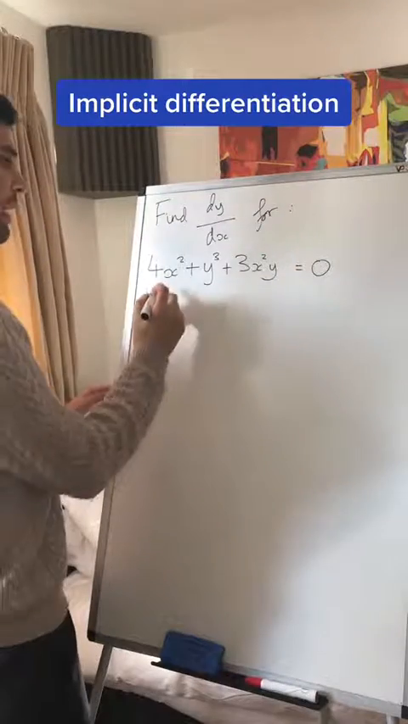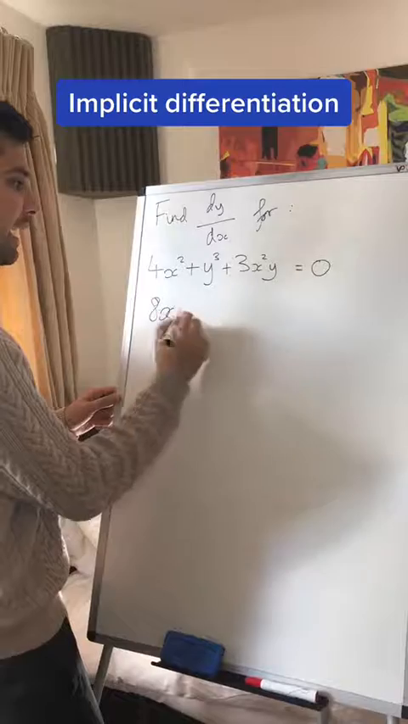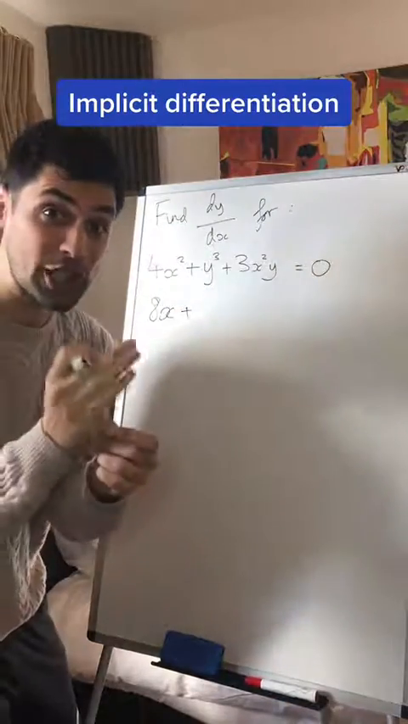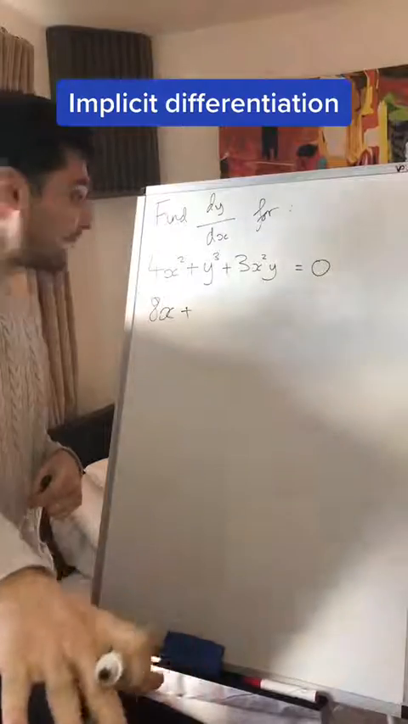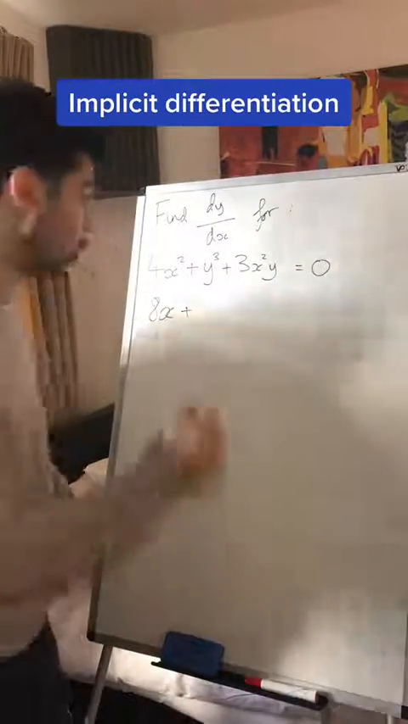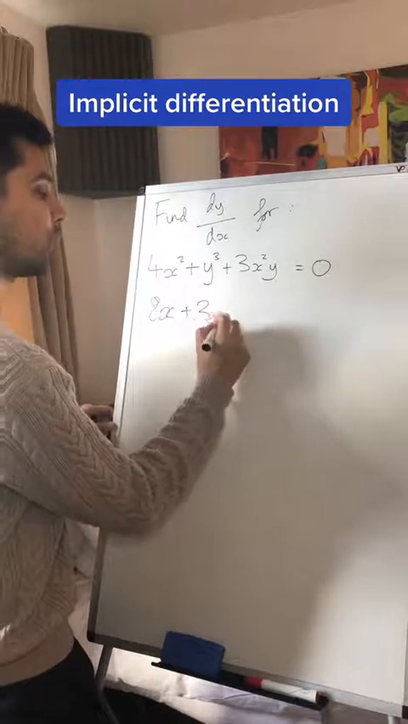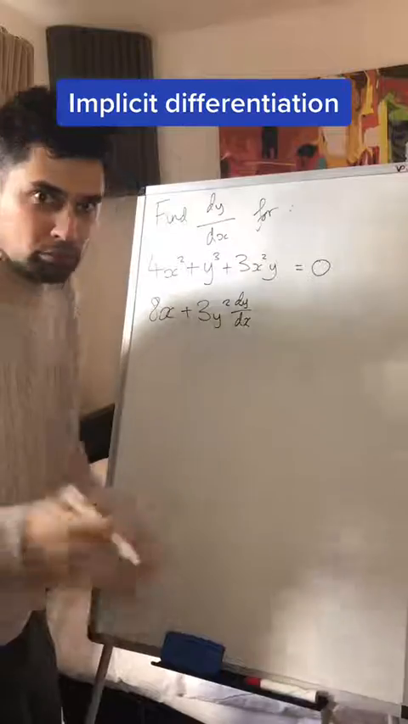Now, here's the key. With the x things, we just differentiate it as normal. You fuckers know this by now. Bring the power down in front, minus 1 from the power, so that becomes 8x. Now, when we're differentiating the y values, we do it just the same as if they were x, but we just add a dy dx on the end of it. Don't ask why, just fucking do it. So it becomes 3y squared dy dx.